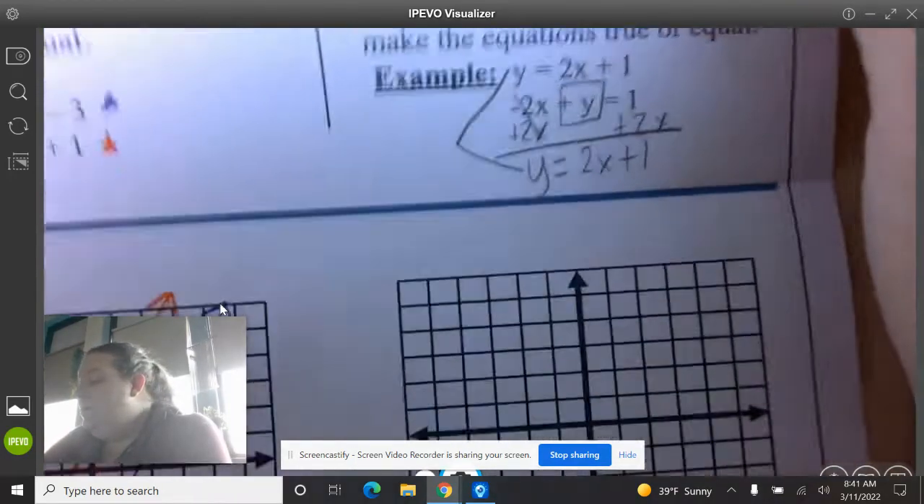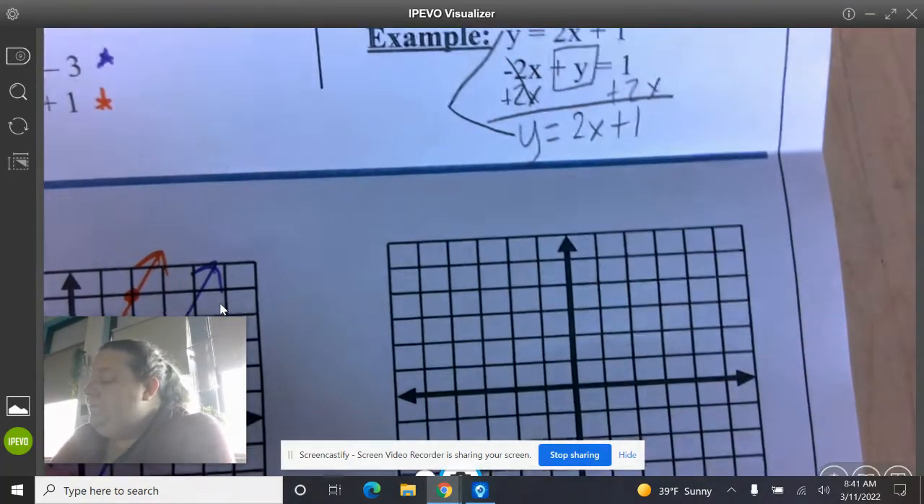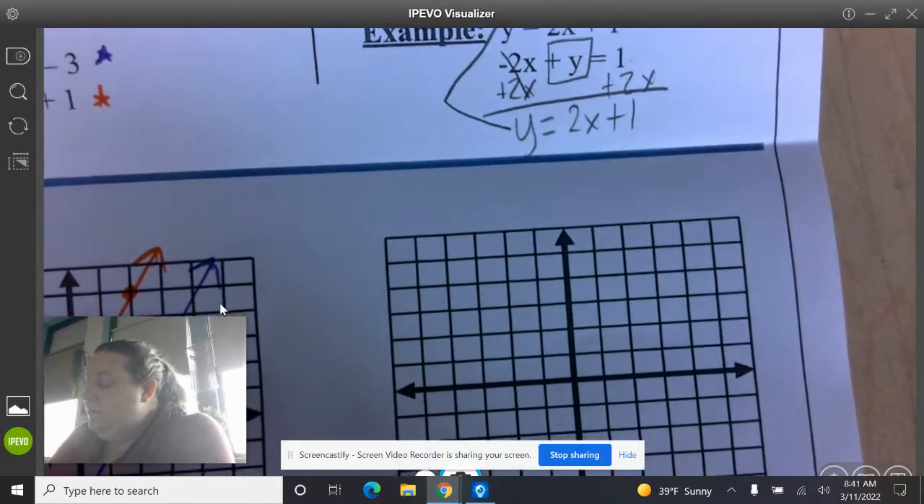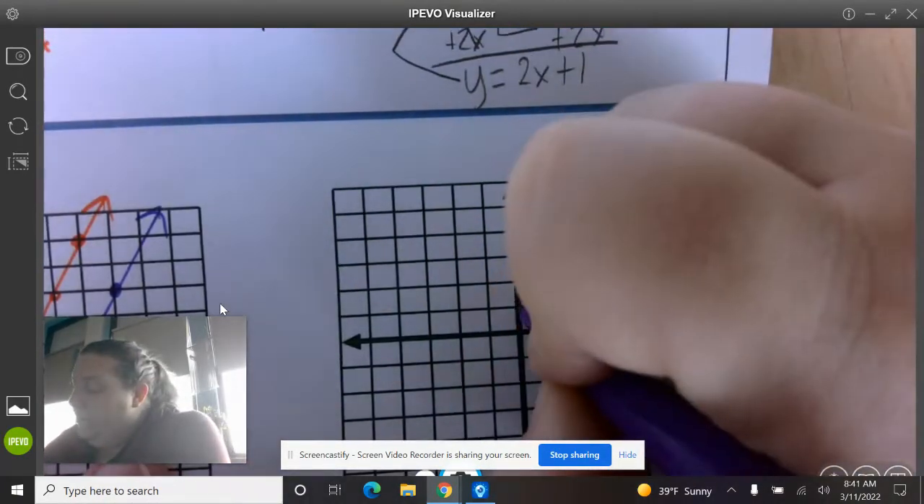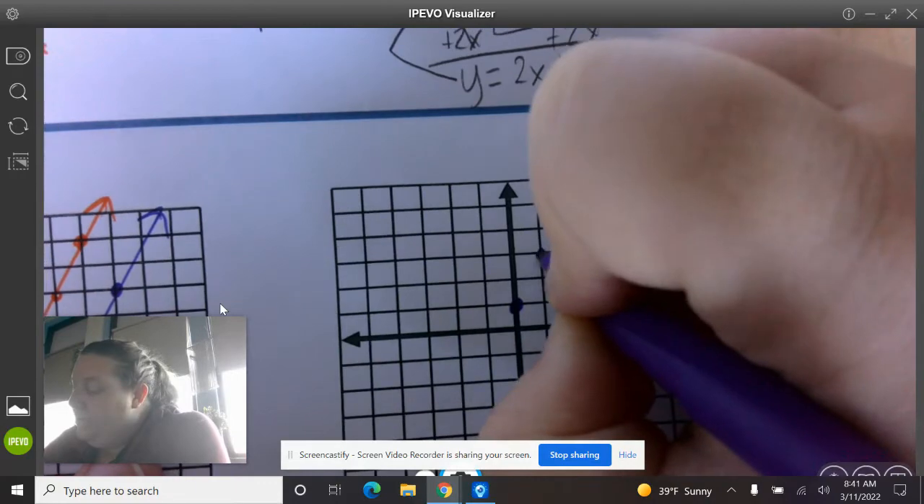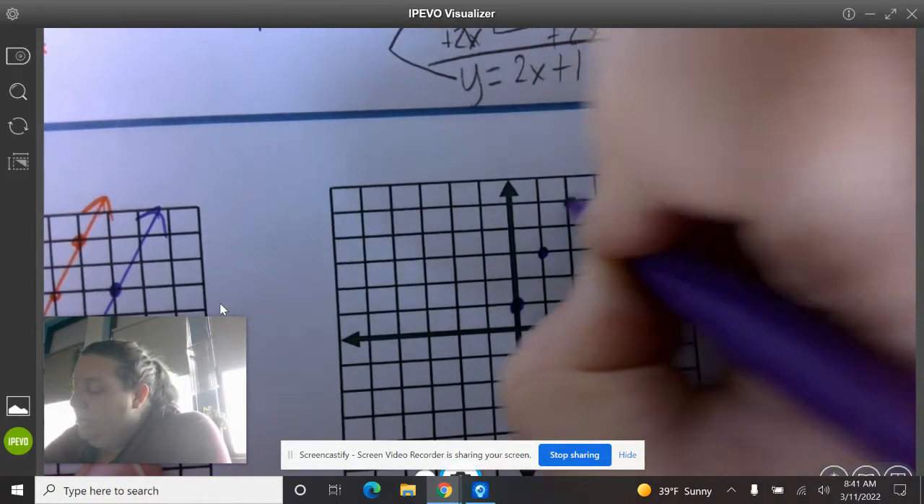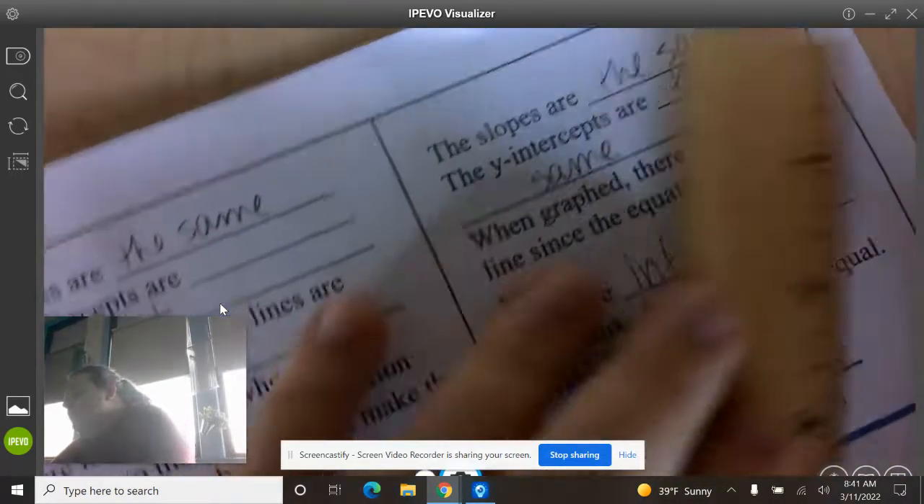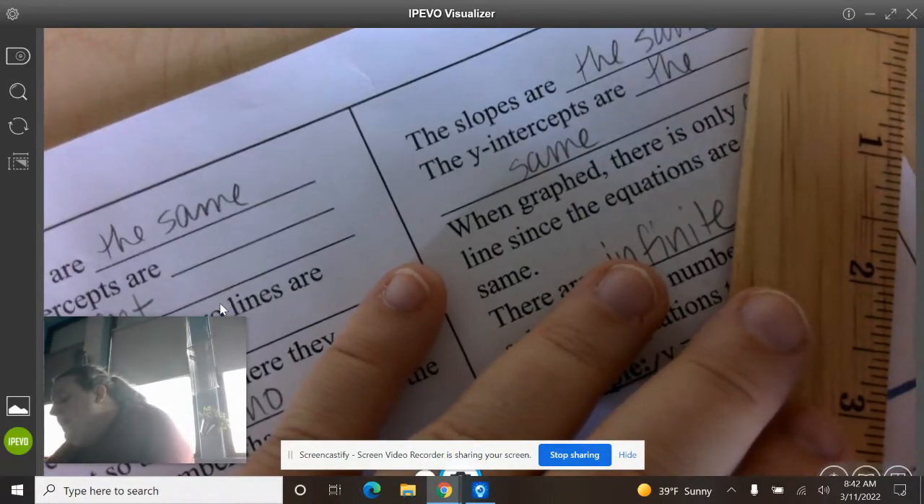So I'm just going to need to plot one line. I'm going to start at 1 on the y-axis, up 2 over 1, up 2 over 1. And once again, I only need one line since it's exactly the same.